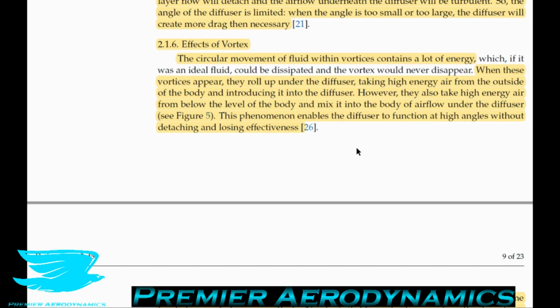This phenomenon enables the diffuser to function at high angles of attack without detaching or losing effectiveness. So what this means is it's very akin to vortex generators, where you are producing these vortices which take energy from elsewhere, pump it into the boundary layer, and allow the boundary layer to stay attached because the boundary layer is now moving faster, so it can overcome adverse pressure gradients, which would usually make it stall.